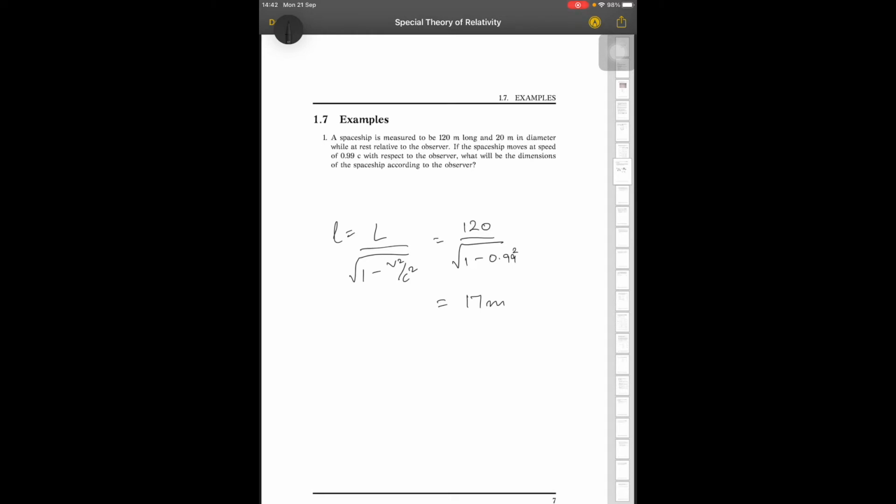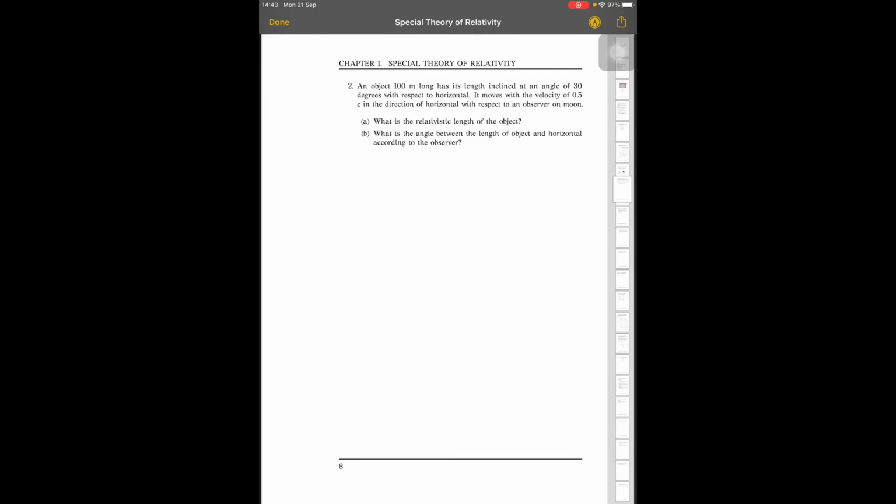In this question, the length of the object was parallel to its direction of motion. What happens if the object is inclined? Question number 2. An object 100 meters long has its length inclined at an angle of 30 degrees with respect to the horizontal. It moves with a velocity of 0.5 c in the direction of the horizontal with respect to an observer on moon. A. What is the relativistic length of the object? And B. What is the angle between length of the object and the horizontal according to the observer?